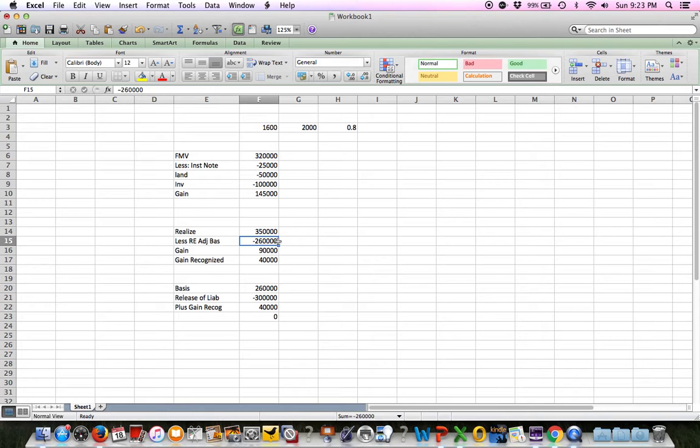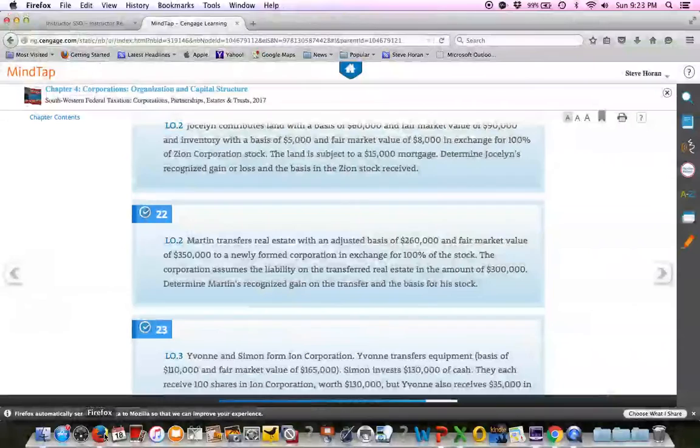He has to recognize 40,000 of that, and the reason for that is because he's relieved of a liability that exceeds the basis of the asset transferred. And so he has to recognize a gain to the extent of the excess of that. The 300,000 over the 260 is a $40,000 gain. Okay, so that was 22.